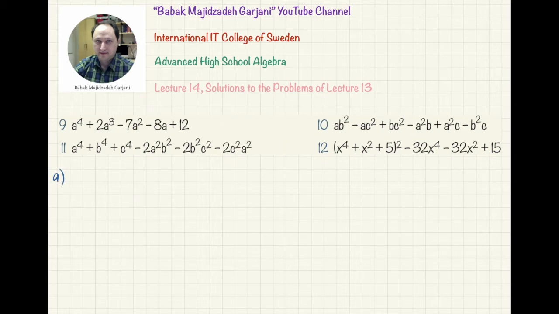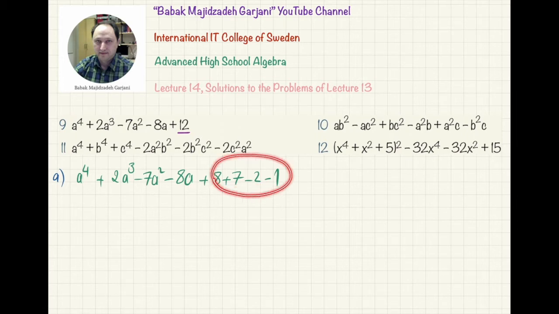Okay, so here in number 9, I broke this 12 in a way that it contains these coefficients somehow. How? I wrote it in this form: a to the 4 plus 2a to the 3 minus 7a to the 2 minus 8a, and instead of 12, I write 8 plus 7 minus 2 minus 1. Let us see, 8 plus 7 is 15, minus 2 is 13, minus 1 is 12. So what I have written here is indeed 12.